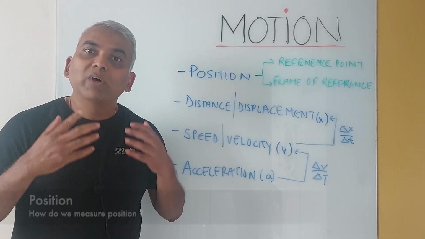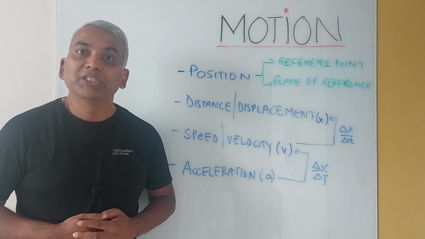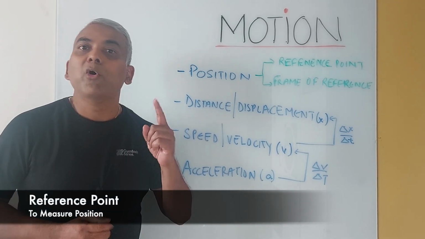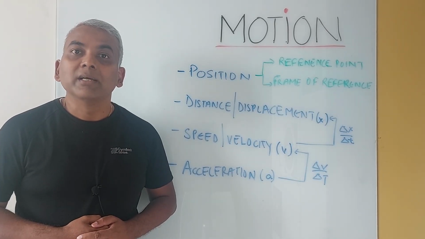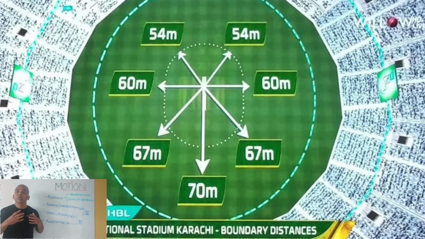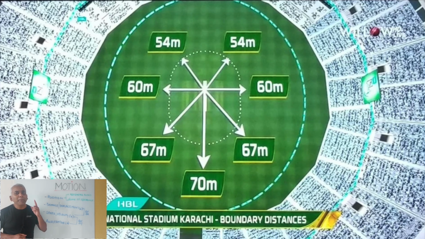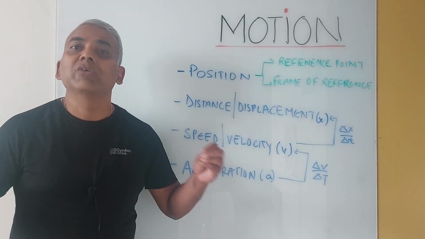Let's deep dive into one of the most fundamental attributes of motion called position. To measure a position, we need a reference point. The reference point is sometimes also called the origin. In a cricket field, the boundary is measured with respect to a batsman. So we can say that the batsman's position is the origin when we measure the boundaries of a cricket field.